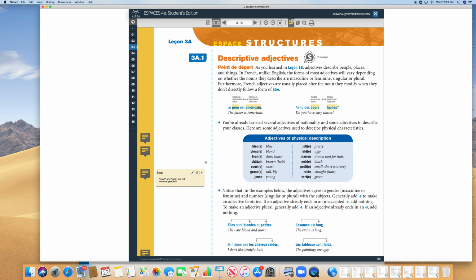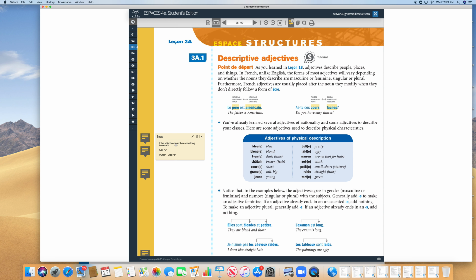Okay, so qu'est-ce qu'on va faire? What do you know already about adjectives? You guys already learned some adjectives. You know adjectives describe nouns. They describe things, people, places, right? You already learned some personality adjectives, remember? And you learned some nationality adjectives. So what do you remember about adjectives?